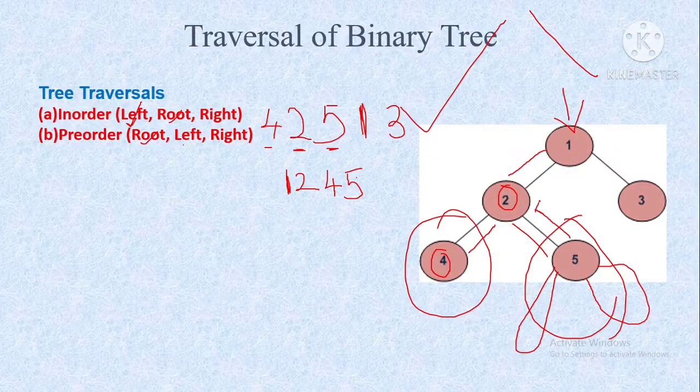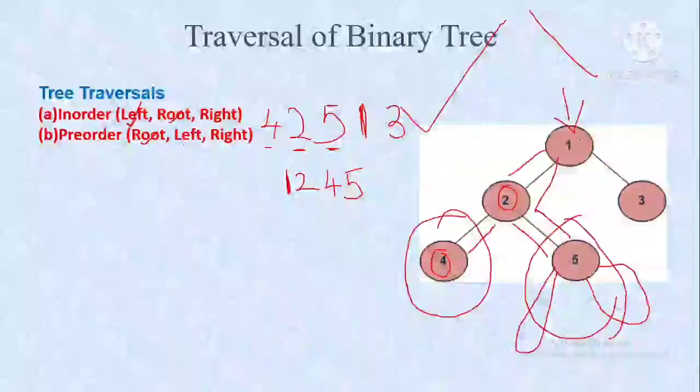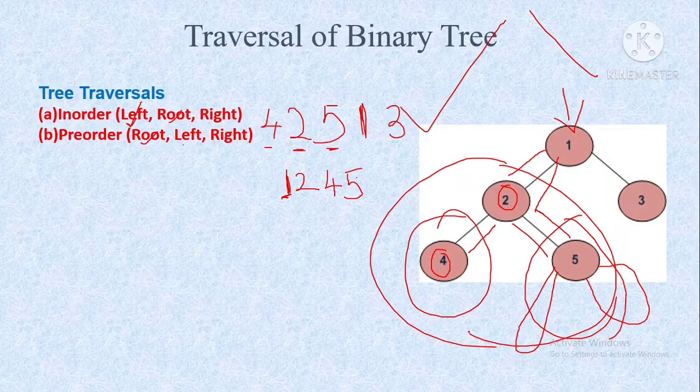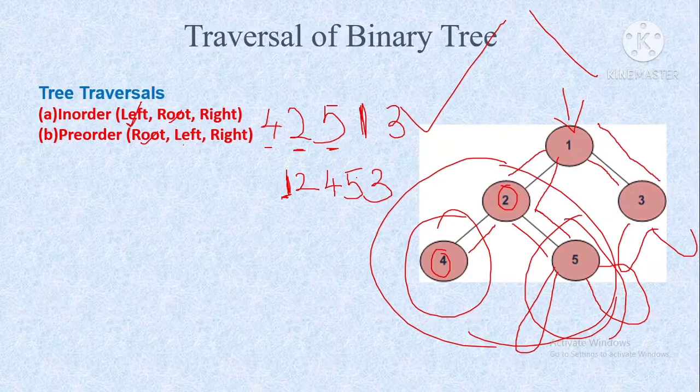Now I'll go to this root node. I have already written the root node, and I have visited the entire left subtree. Now it is the turn of the right subtree. I'll go and visit the right side of this node. 3 I have got. It does not have any left or right. Root means immediately you write this 3, and it does not have any left or right subtree. So I leave it and then I will go back to this root node.